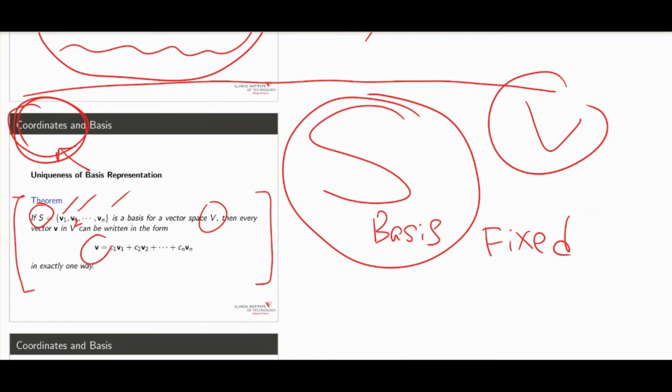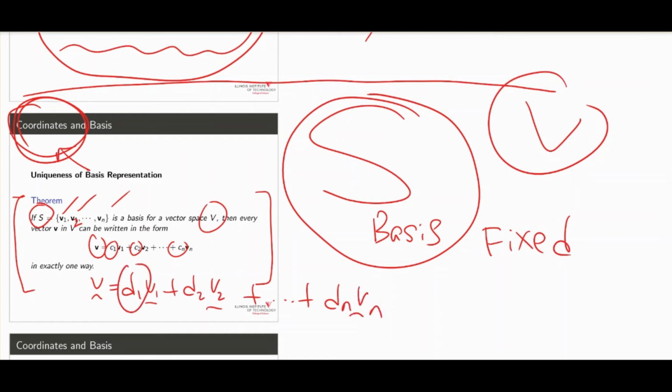So if you have a vector v, we can write it like this. And this theorem says that there's only one way to write it. If you try to write the same vector v differently, let's say as d1 v1 plus d2 v2 plus dot dot dot plus dn vn, then this d1 must be the same as c1, d2 must be the same as c2, and dn must be the same as cn. That's what the theorem says.